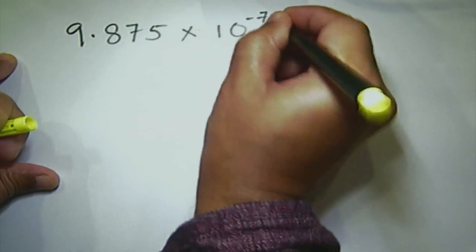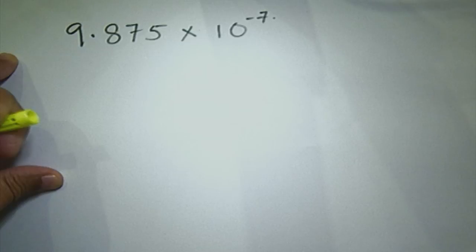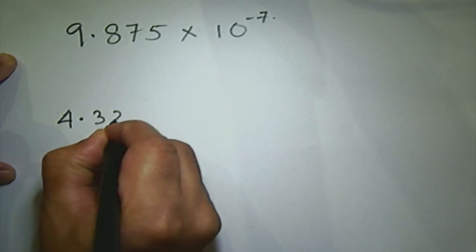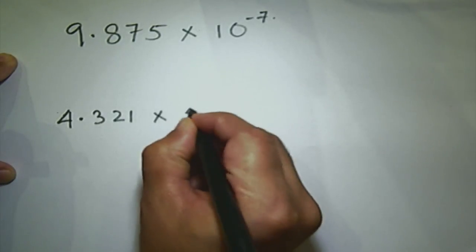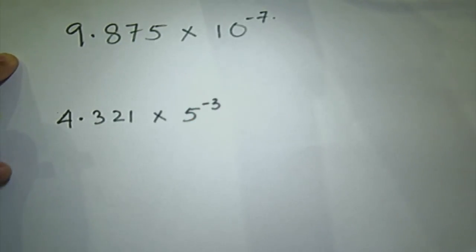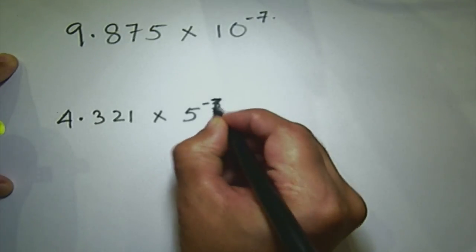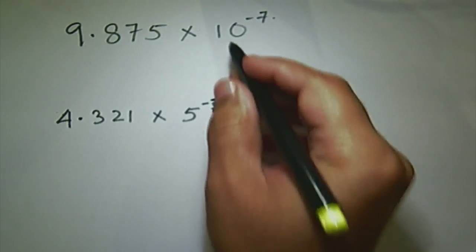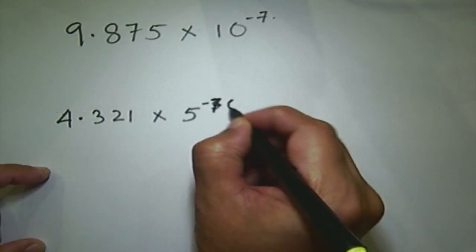(9.875×10⁻⁷). So let me ask you. If it was not 10 raised to minus 7, suppose I give you the following number, let's say 4.321×5⁻³, or actually 5⁻⁷, and I asked you to write it with the base 10 over here, how would you do it? Really? So suppose this is minus 70.